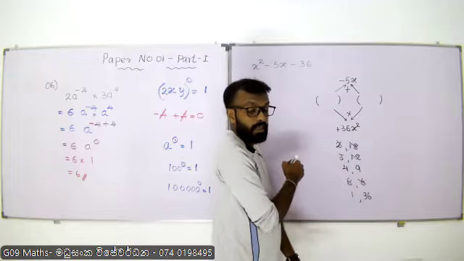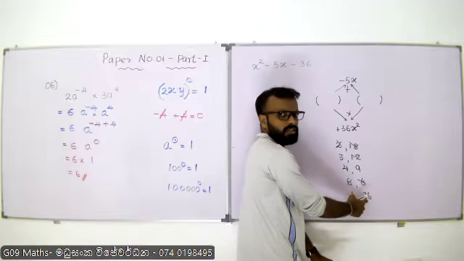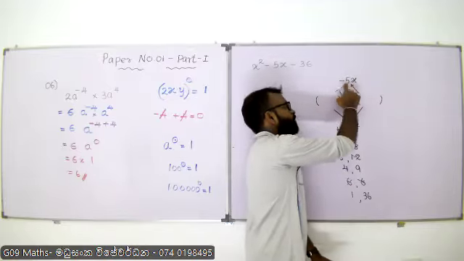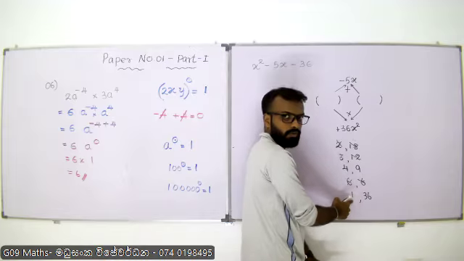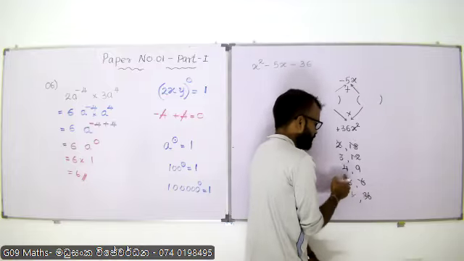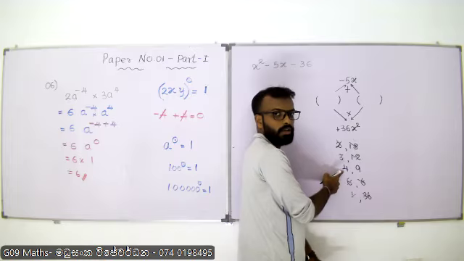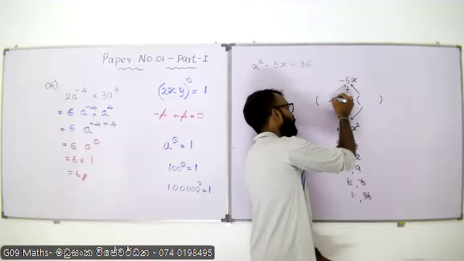1 times 36? Yes, 36 is there. If you add them together, 1 plus 36 is 37. No, you cannot get minus 5. If you subtract, 36 minus 1 is 35. No, this is not suitable. You cannot even think about this one. The only thing is 4 and 9. So 4 and 9 should come here.